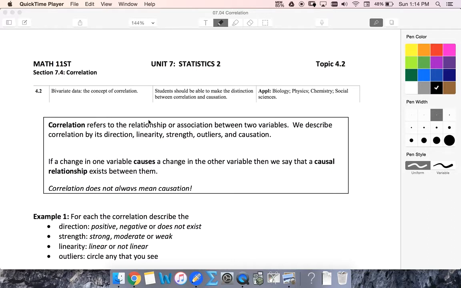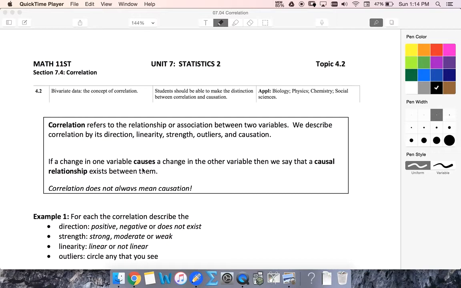Correlation refers to the relationship between variables. So is there a relationship or not? And we talk about correlation using direction, linearity, strength, outliers, and causation. So causation is something that comes under correlation. And causation is when a change in one causes the change in the other.